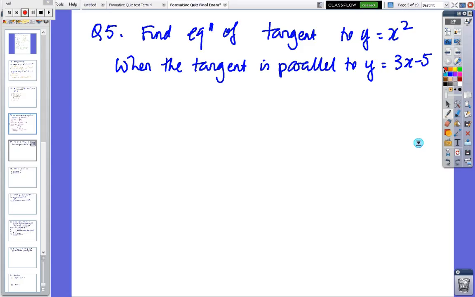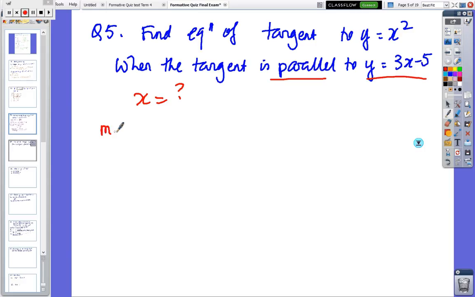Okay, so we need to find the x value, so x equals what? We don't know that yet, but this gives you a clue. If it's parallel to that line, then we know what the gradient is. So have a look at your notes, but come back when you're ready.